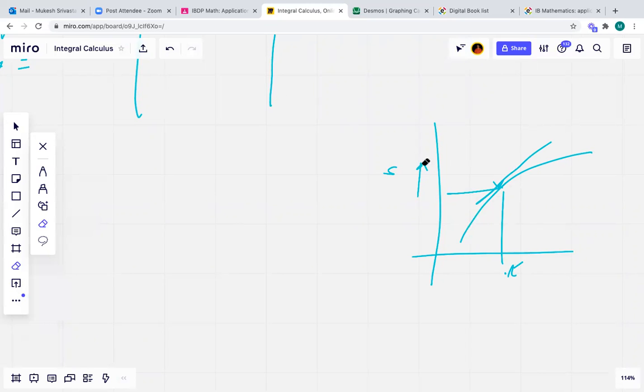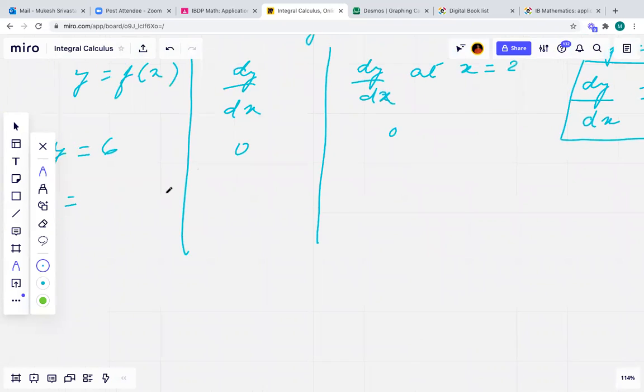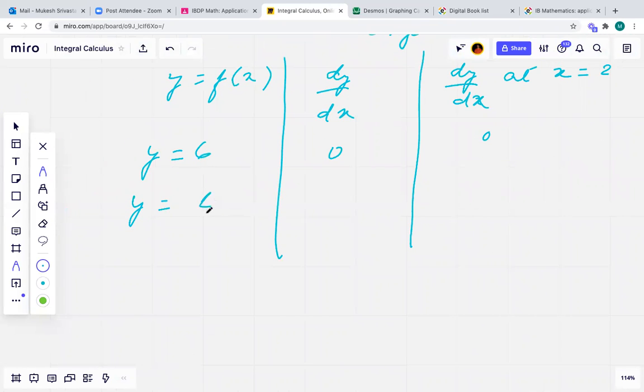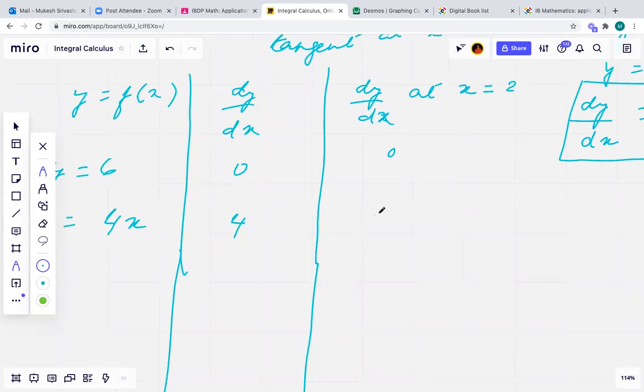Now when y equal to 4x, what is dy by dx? In this case, 4, obviously. So dy by dx at x equal to 2 is how much? 4.